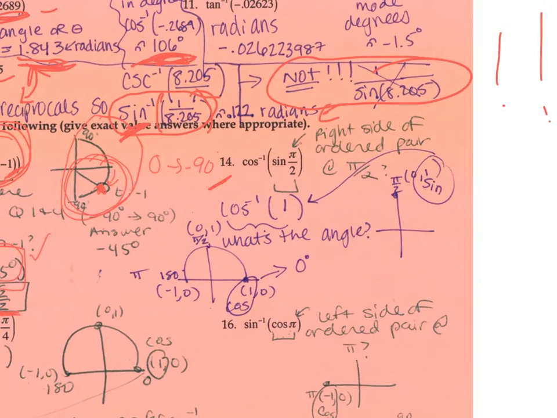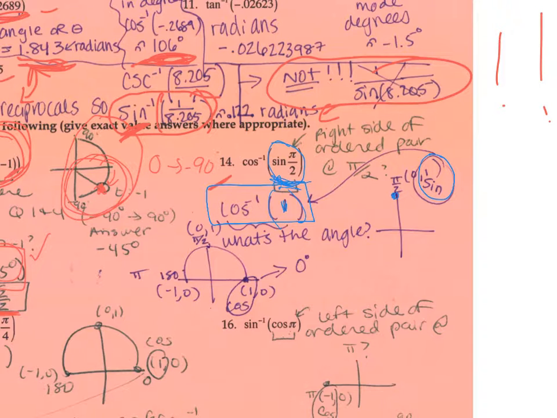Versus, let's look at number 14. It's a little different. When you start on the inside, there's no restrictions. So we're looking for sine pi over 2. So you're spinning around your circle, you find pi over 2. Okay, sine is on the right side of the ordered pair, so it's 1. So we did inside first. That was easy.